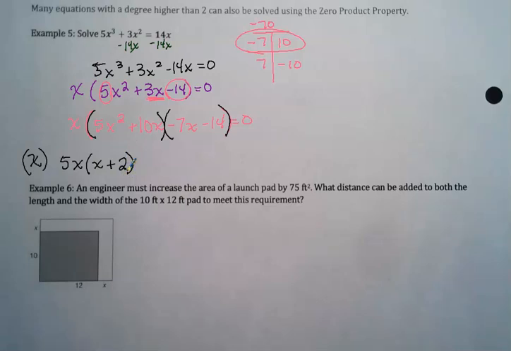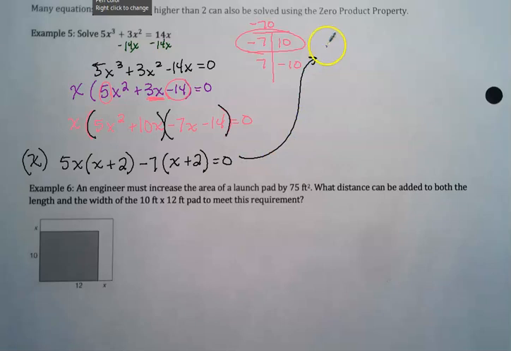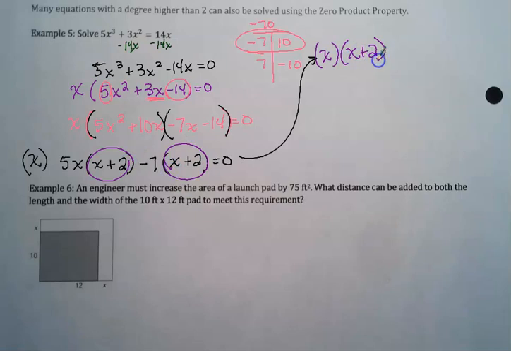And then negative 7x and negative 14. I'm going to factor out a negative 7. That'll leave me with x. Negative 14 divided by negative 7 is a positive 2. All right, so now I've got x is my one term. My common binomial is the x plus 2. And then what's left over? 5x minus 7 is my other term. All equals 0.